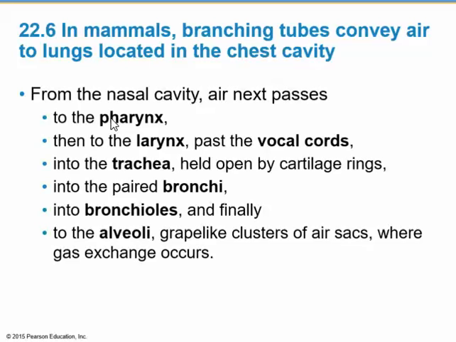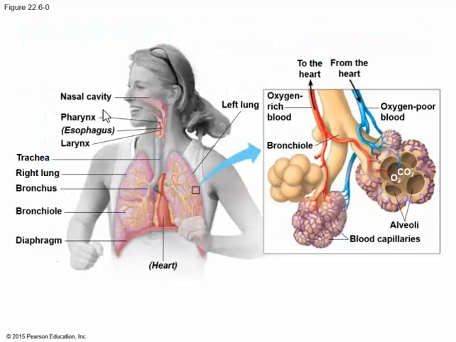These are grape-like clusters of air sacs. Think of a bunch of grapes, and each air sac is an alveolus. Each grape is an alveolus. And it is here in the alveoli where gas exchange takes place.